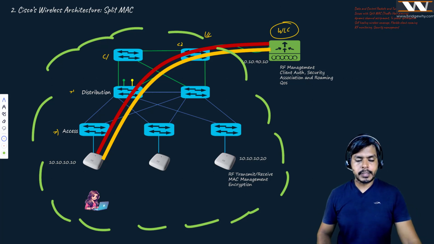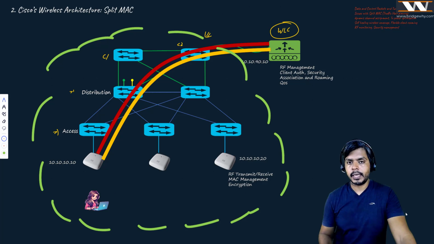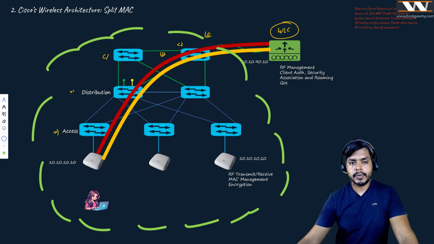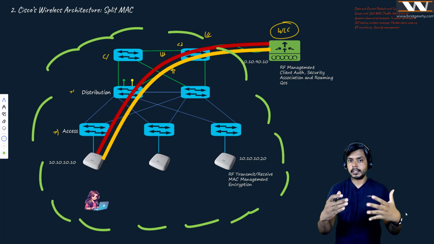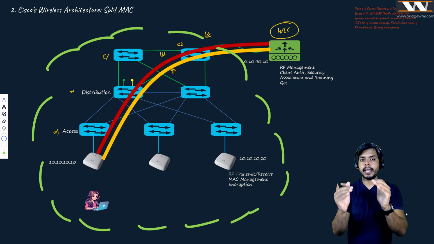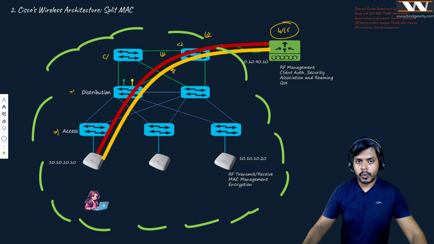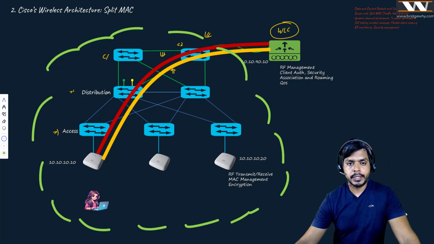So what I'm doing here is I have two different tunnels. One is a red color tunnel and the other one is a yellow color tunnel. By this point you understand these tunnels are nothing but an IP packet encapsulated in another packet. That's it, right? So I'm calling this red one my control tunnel and this one my data tunnel.